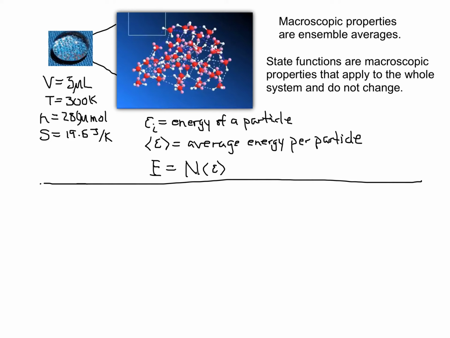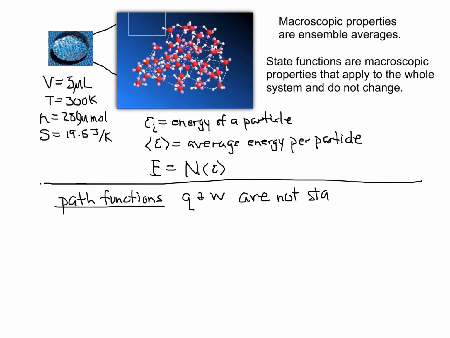Another class of functions that are not state functions are path functions. We have two examples of path functions already, and they will be the two examples that we will deal with this semester. Those are heat and work. These are not state functions because they are associated with the process of transferring energy.